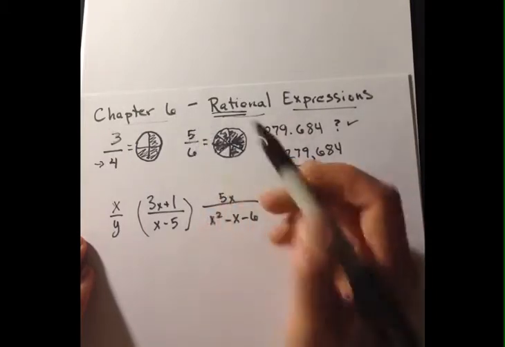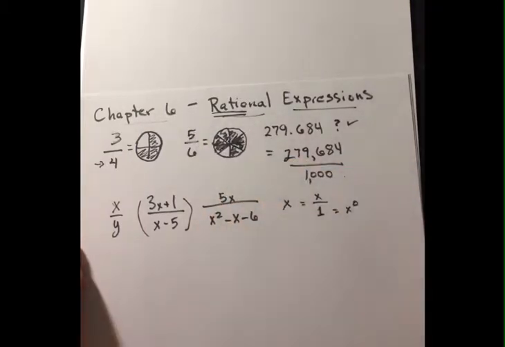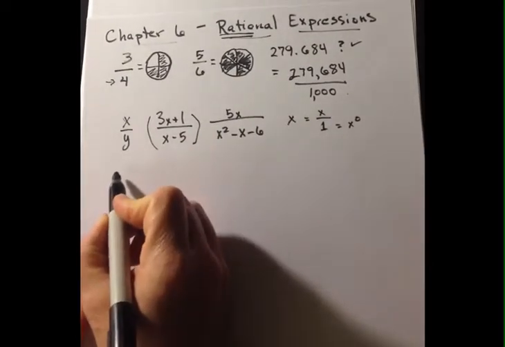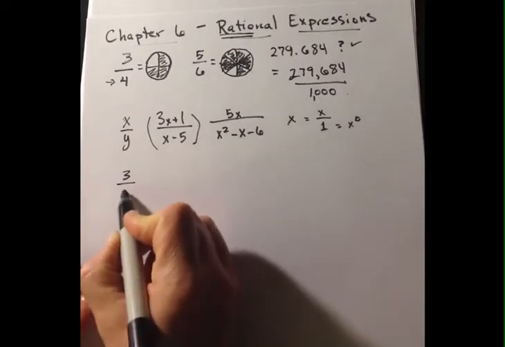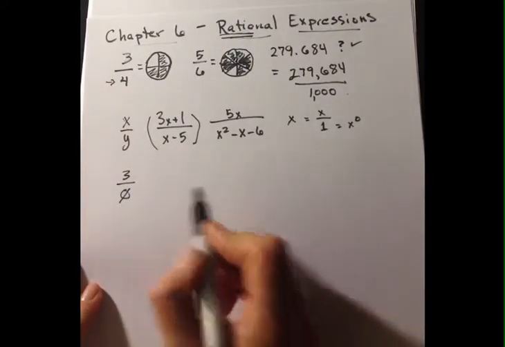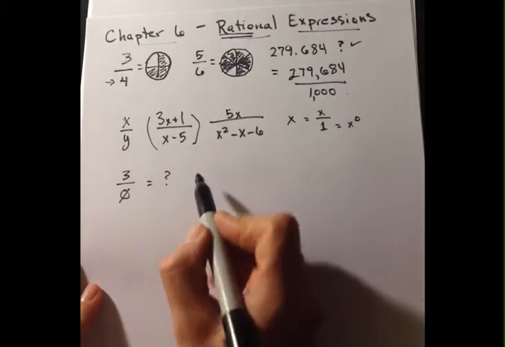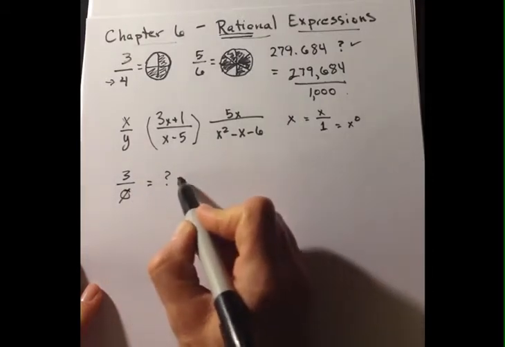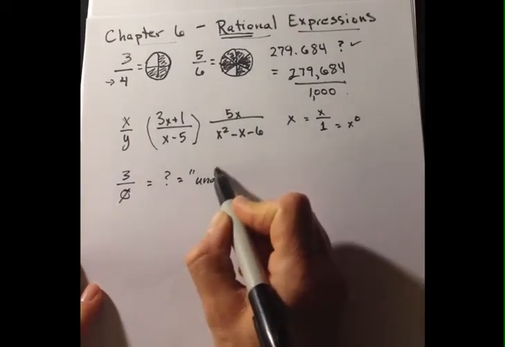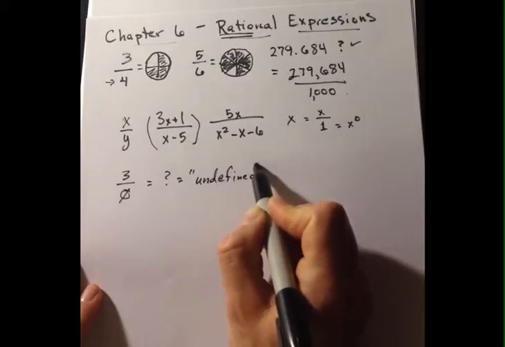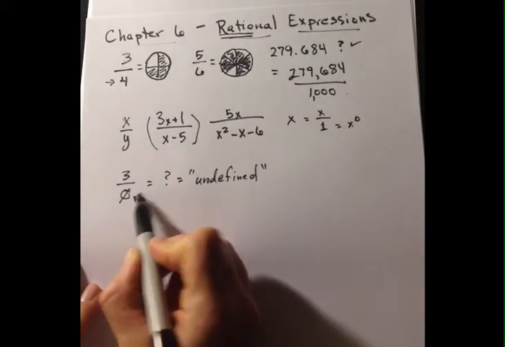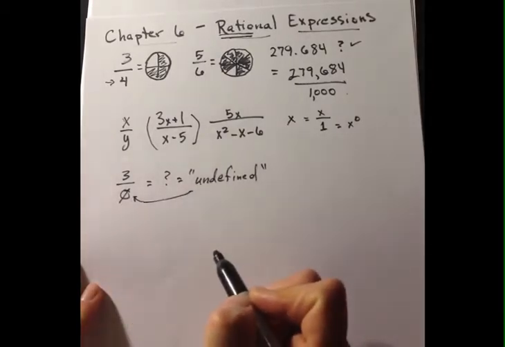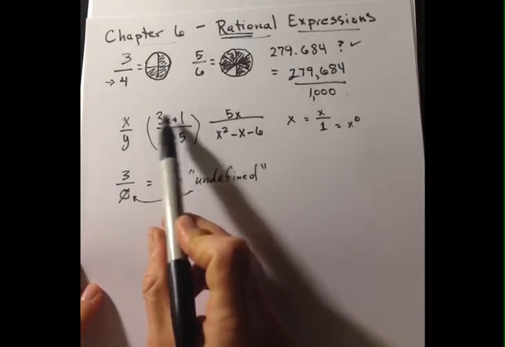If I had a ratio that was, say, 3/0, however, what would that mean? Now we have a circle divided into no parts. That makes no sense. And in math, we refer to this as being undefined. Whenever the denominator is equal to 0, that number is undefined. Same thing is true for rational expressions.